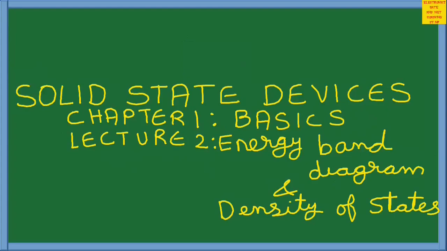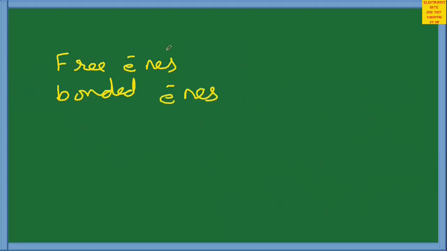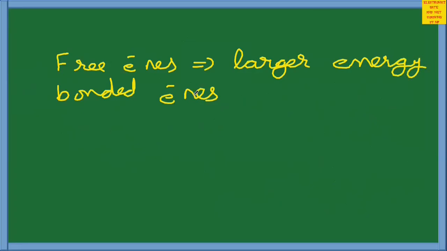Today we are going to discuss the energy band diagram and density of states. In our previous class we discussed that a semiconductor consists of two types of electrons, free electrons and bonded electrons. And we know the free electrons have larger energy compared to bonded electrons. The energy of free electrons is more and the energy of bonded electrons is less. With this idea, we can now plot the energy band diagram. So now we are going to study the energy band diagram.